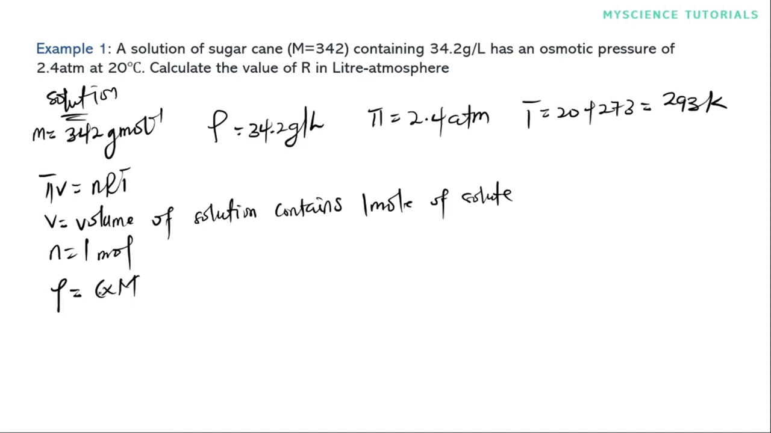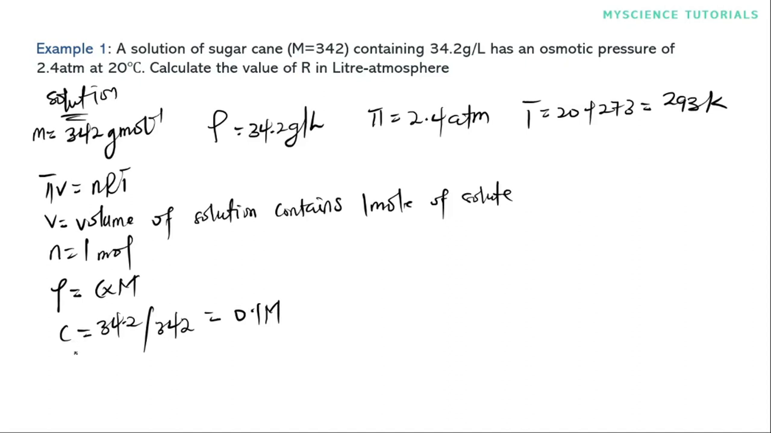Alright, so from here we can make concentration the subject. If we do that, we are going to get the mass concentration, which is 34.2, divided by the molar mass, which is 342. So it means our concentration will be 0.1 molar. Now that we have our concentration, we need to calculate for our volume.